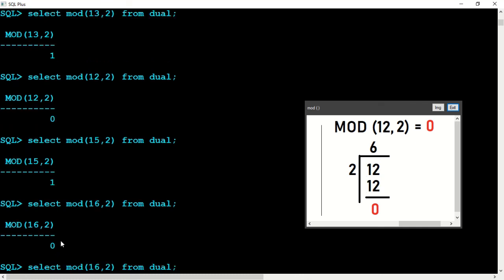So it is an even number. But when I say 17, it's not perfectly divisible by 2, so it is an odd number. 17 is an odd number actually. When you divide, 2 eights are 16 and the remainder is 1. You can see 1. So that is called an odd number. So this way we understood what is mod, what is sign, and what is absolute value.